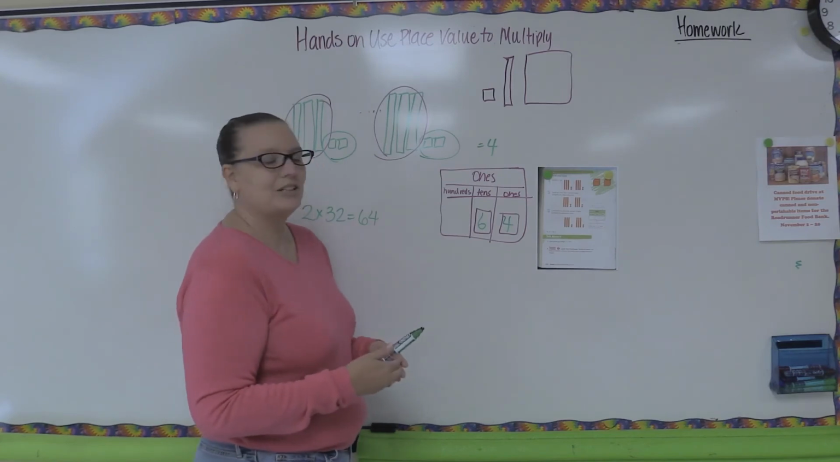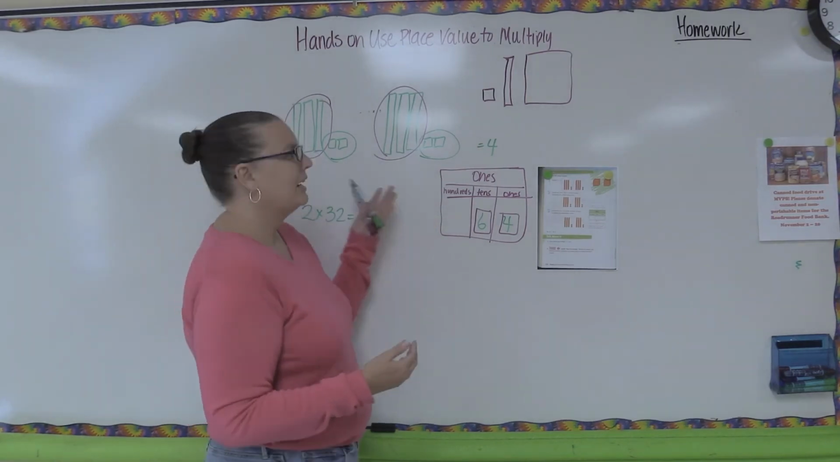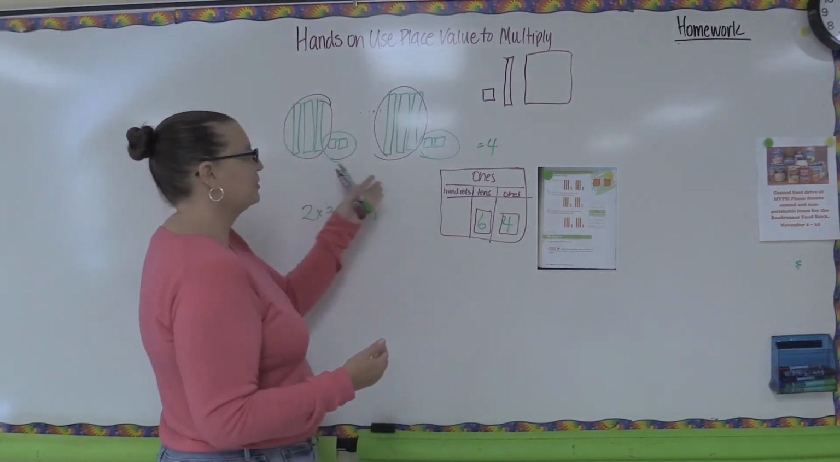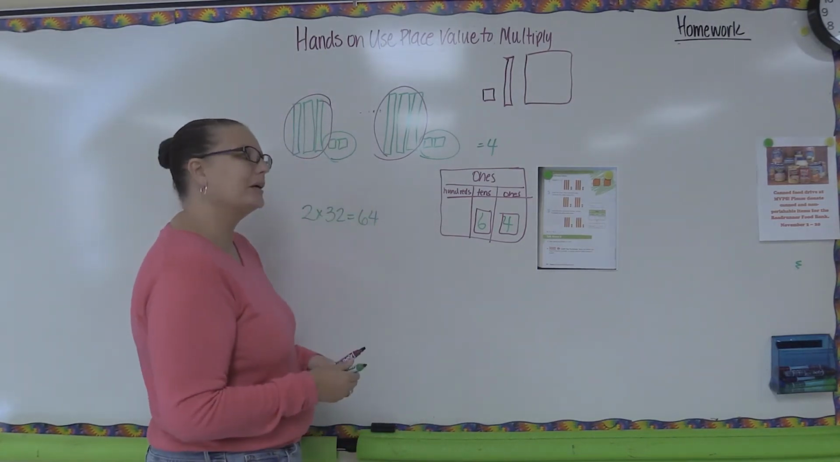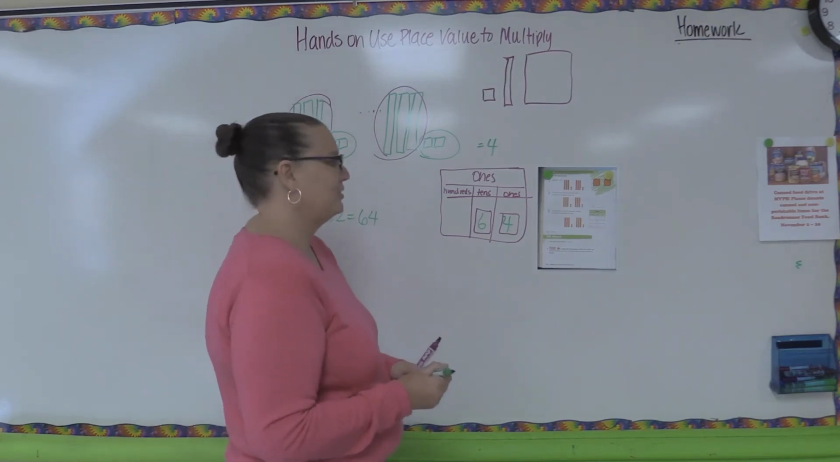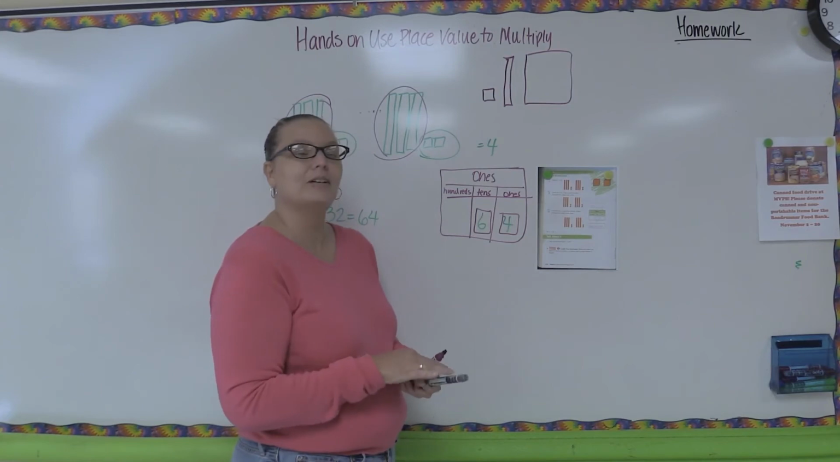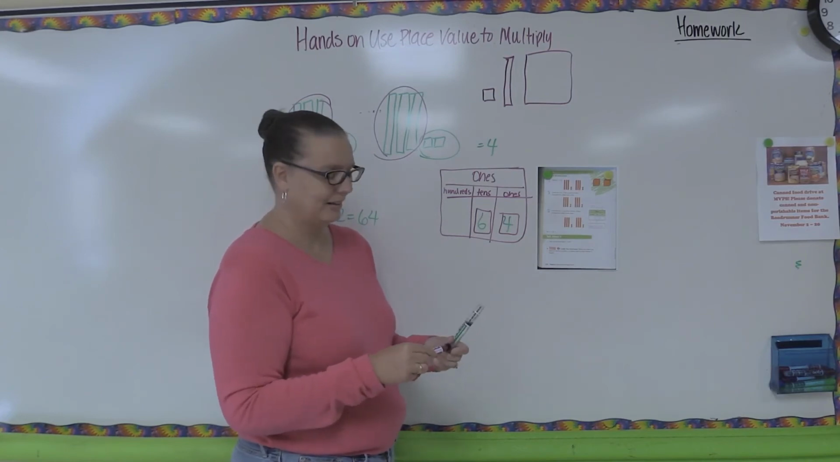You can choose whichever method works best for you. If you can do those things in your head and add them together, that's fine. If using a base 10 model works best for you, or counters to be able to show what these numbers look like, whatever works best for you. So again, this is just another strategy that they're giving you to try and use base 10 models to model multiplication of 2 numbers.